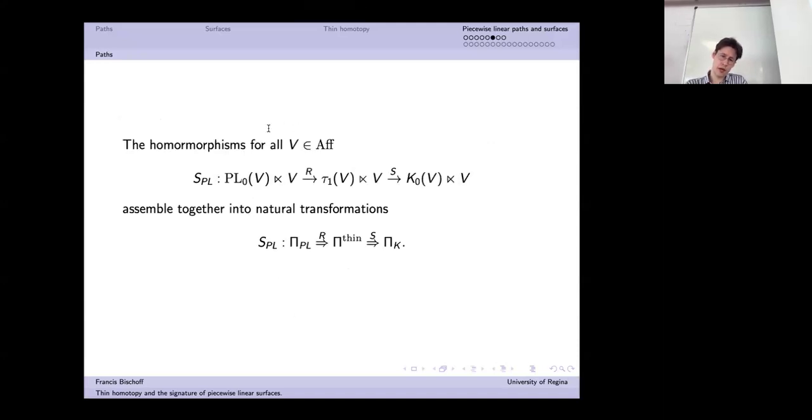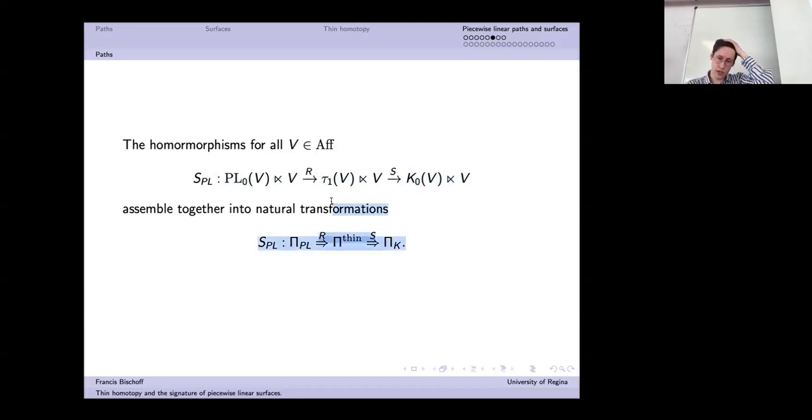Now these homomorphisms, for all V in affine spaces, give rise to these maps. So we have this realization map from PL0V action V to tau 1 of V action V, and then we have the signature map. And when you compose them, you get the piecewise linear signature. And you can think of these as assembling together into natural transformations from these functors. So these are three functors on the category of affine spaces, and there are natural transformations between them.